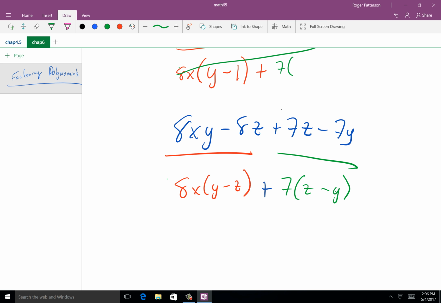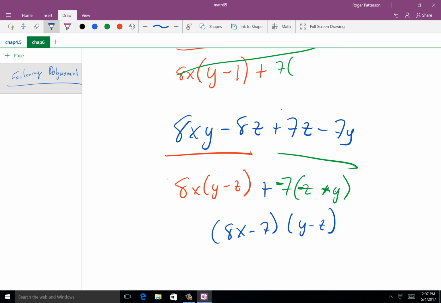Alright, this is a perfect example where these two don't match up. Because this is a y minus z, this is a z minus y. Although they're pretty darn close. So what we could do is, instead of making this a positive 7, we would make this a negative 7, and that would make this a negative and make this a positive, and now they would fit together. I don't think you're going to have any like that, but it's just another example of factoring by grouping.